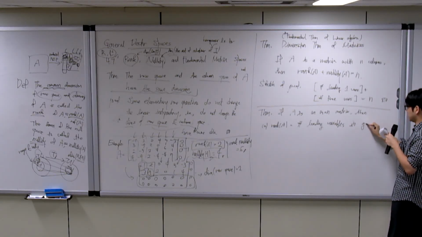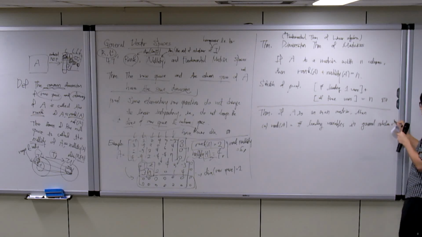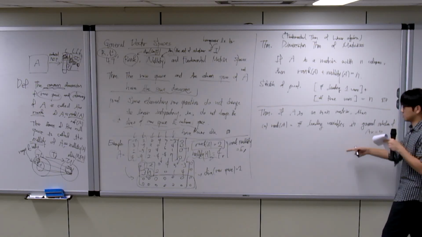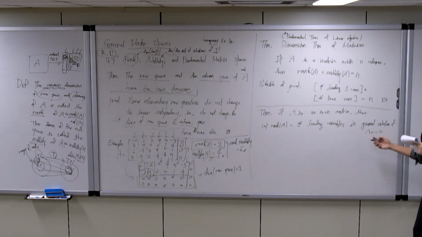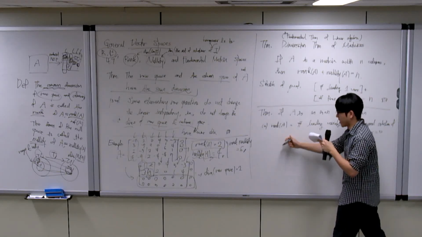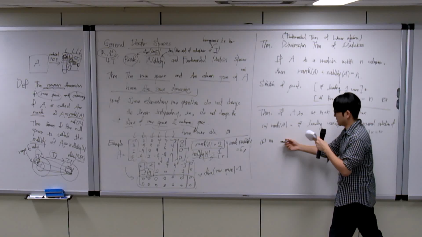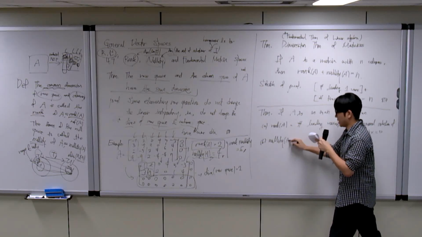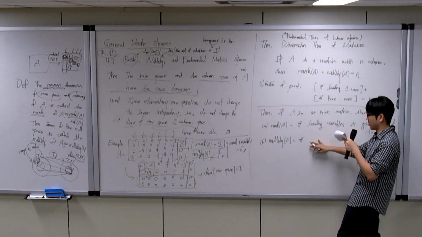In the general solution of the homogeneous equation, as we calculate it, the leading variables will give the rank, and similarly the free variables will give the nullity of A.